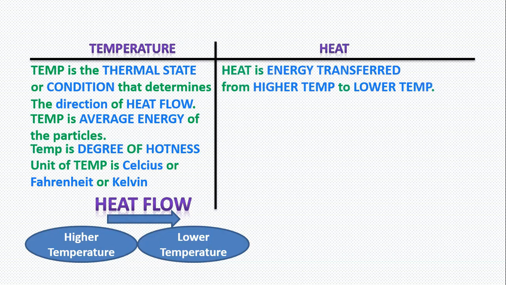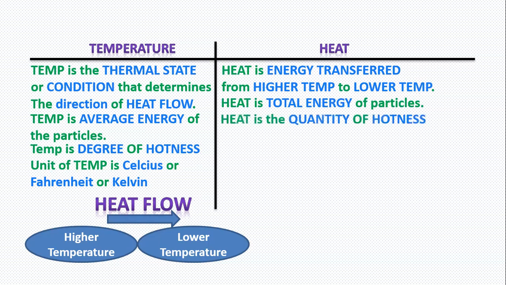What is heat? So heat is the energy in transit, or we can say heat is the energy transferred from the body at higher temperature to the body at lower temperature. That is, flow of heat is always from higher temperature to the lower temperature, and heat is the total energy of the particles. Now, very important, temperature is indicating the average energy of the particle, and heat is the total energy of the particle. Temperature is the degree of hotness, while heat is the quantity of hotness. What are the units of heat? Joule and calories.